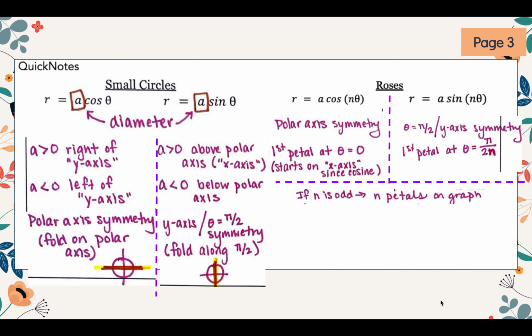So if our N is an odd number, then we have that many petals on the graph. So if our N value is 3, we have 3 petals. If it's 7, we have 7 petals. If N is an even number though, we actually double it to get the number of petals. So if N is 2, we actually have 2 times 2, which is 4 petals. If N is 6, we would have 12 petals. So it is different if N is even or if N is odd.